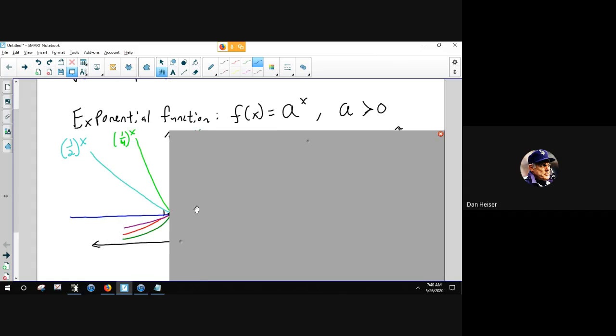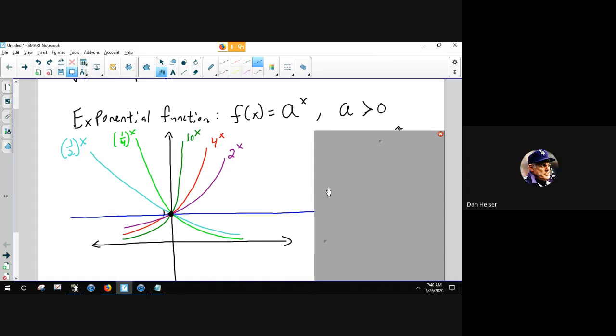What I've done here is I've graphed several exponential functions. This blue one is 1 to the x power. No matter what the power is, 1 to any power is 1. And then here we have 2 to the x, 4 to the x, 10 to the x, 1/4 to the x, 1/2 to the x, and I could put in several others as well. A couple of things to notice. These rise very quickly.